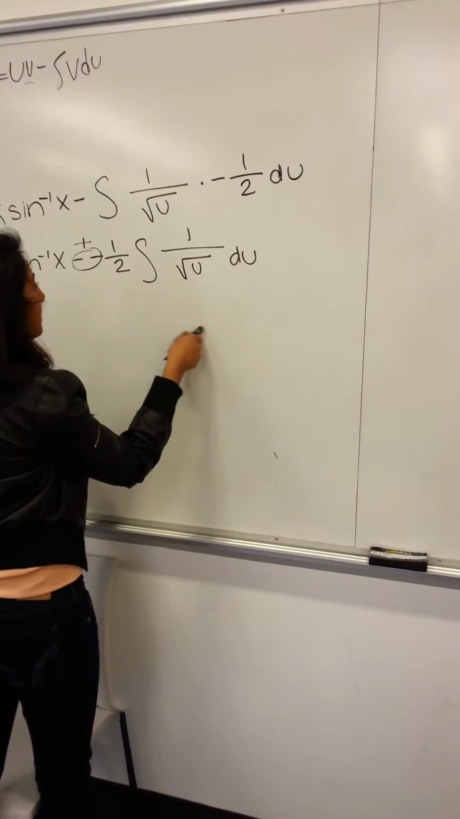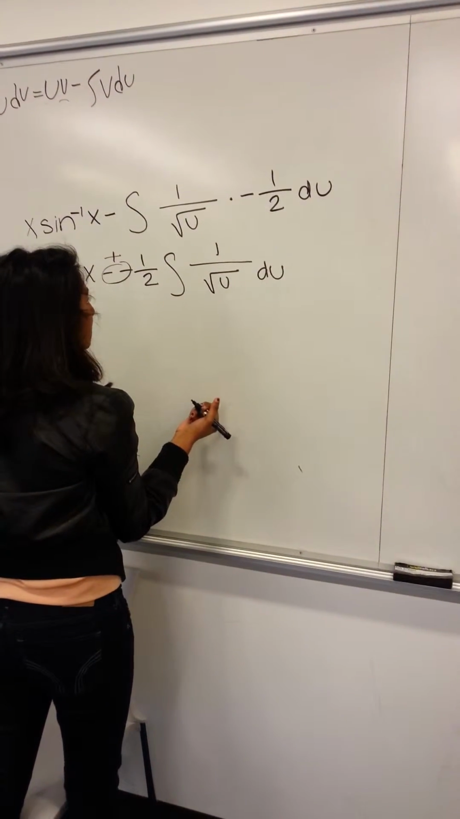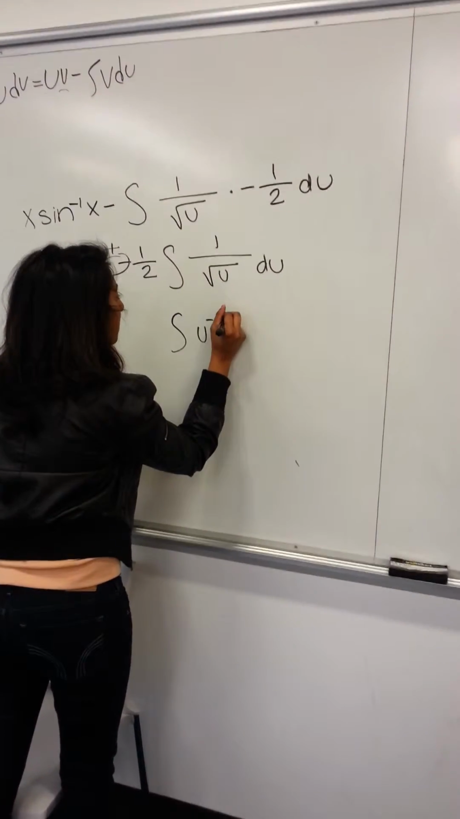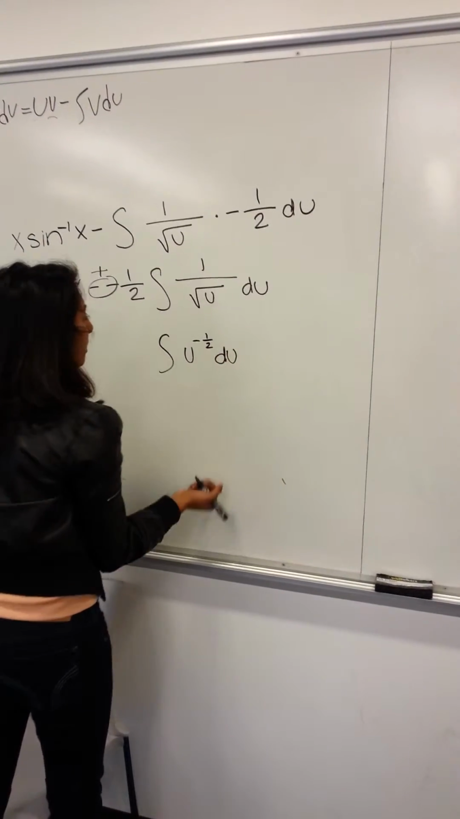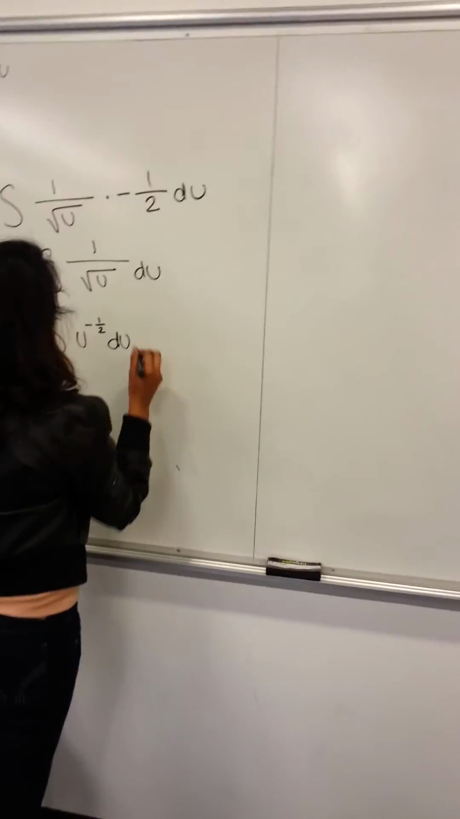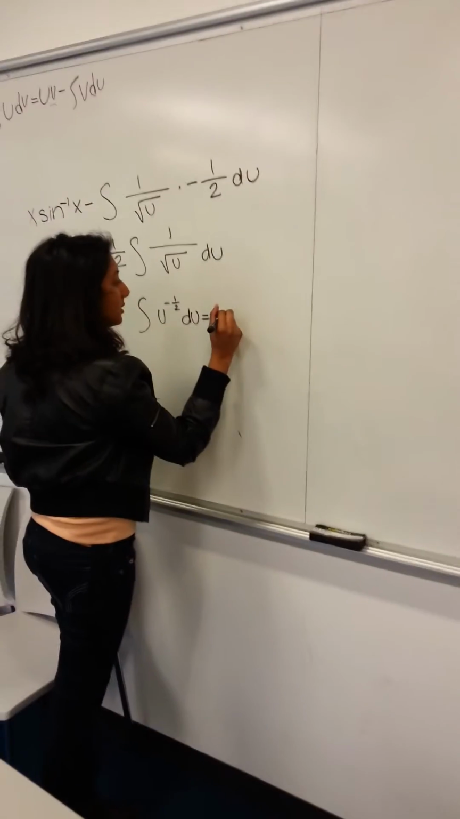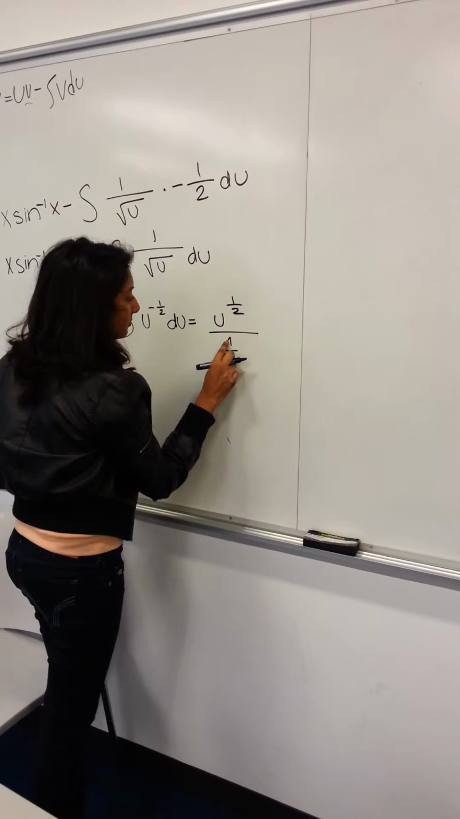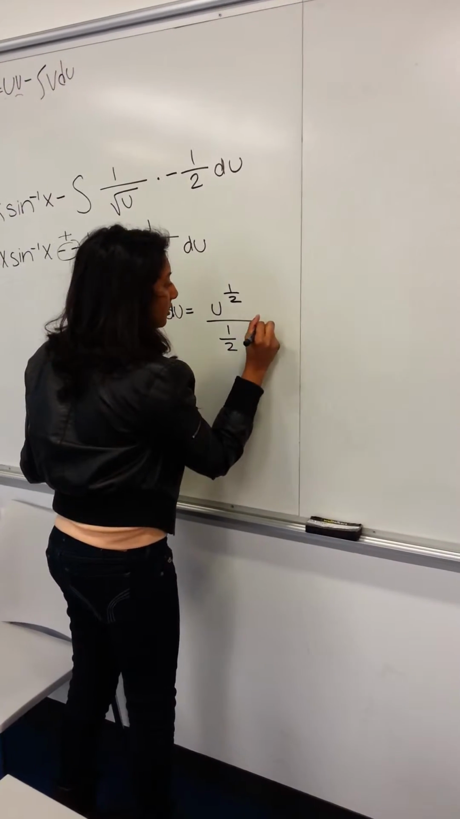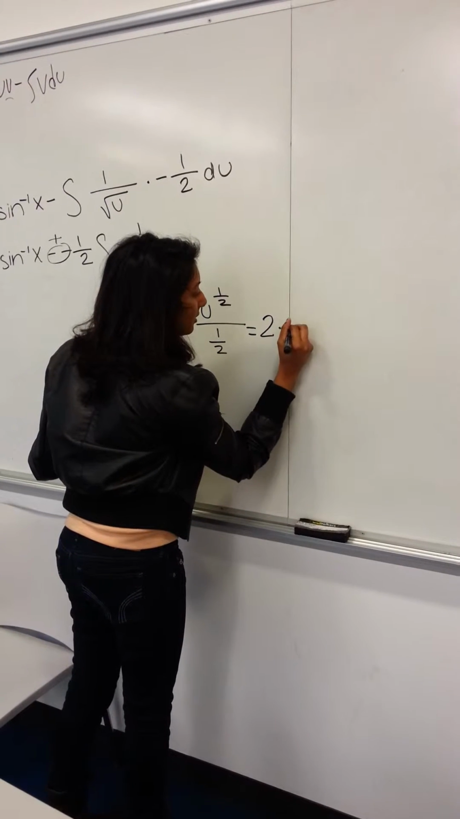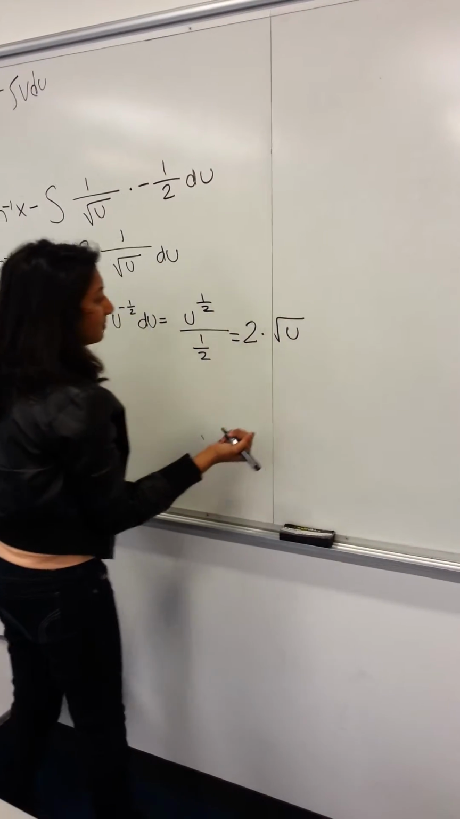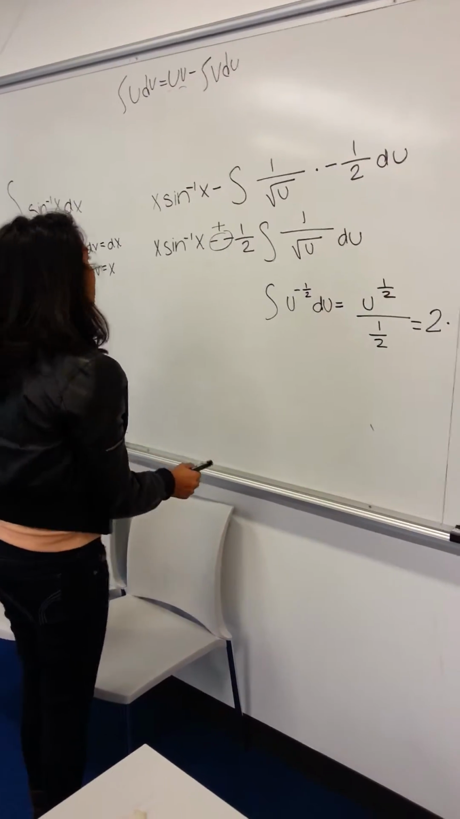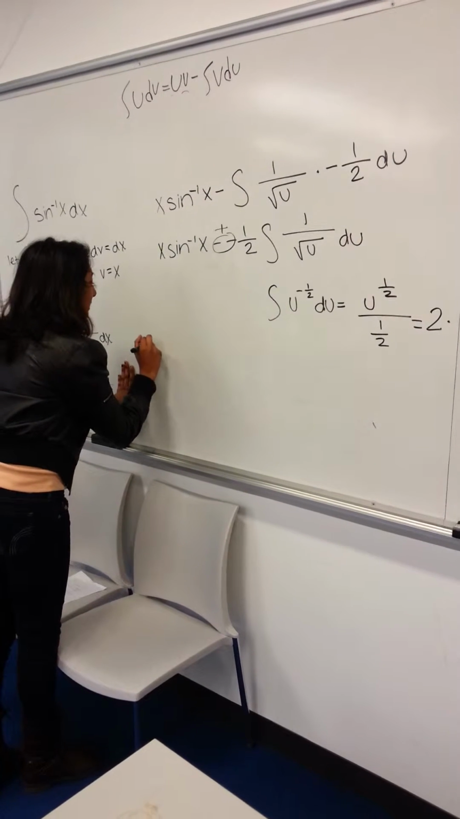Okay, and then we're going to solve for this part. So you could rewrite this as u to the negative 1/2 du, which is equal to u to the 1/2 over 1/2, which is also equal to 2 times the square root of u. Okay, and then we're going to just plug it back in and write the whole formula again.